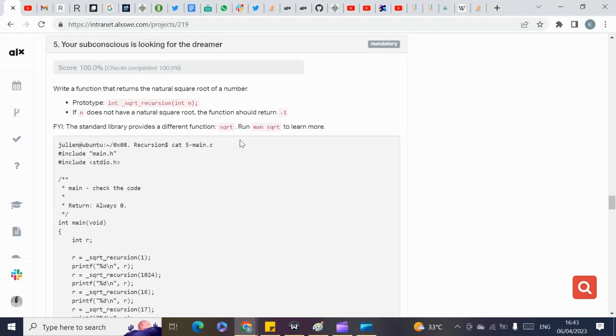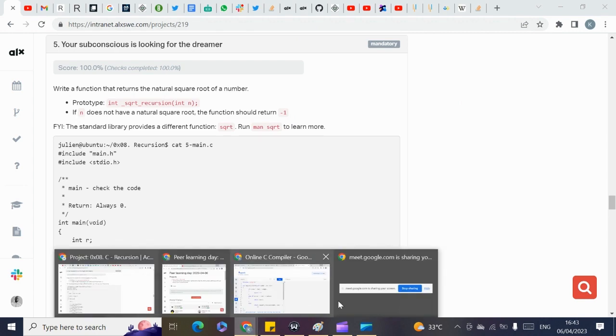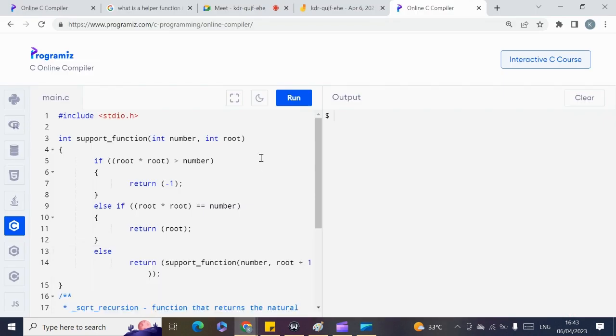The question says what? It says write the function. If n does not have a natural square root, the function should return -1. So once that multiplication is not equal to n, if this is not equal to n, this is even above. So we have even passed the n value. So it means we should return what?